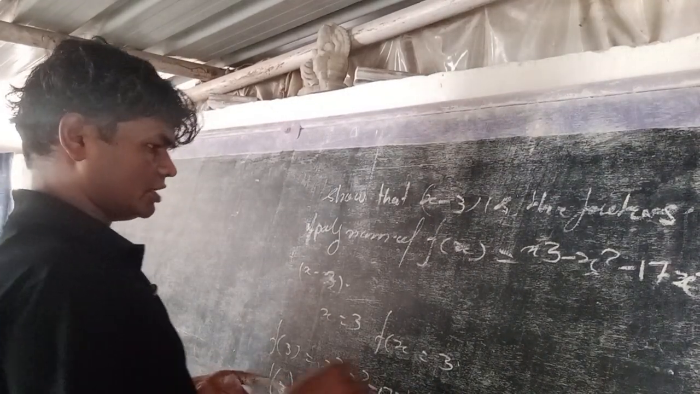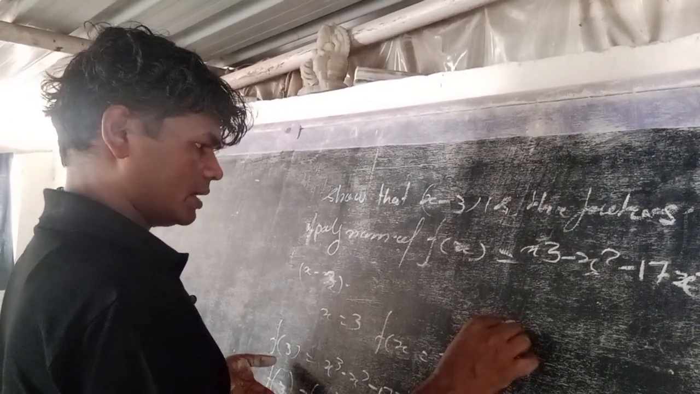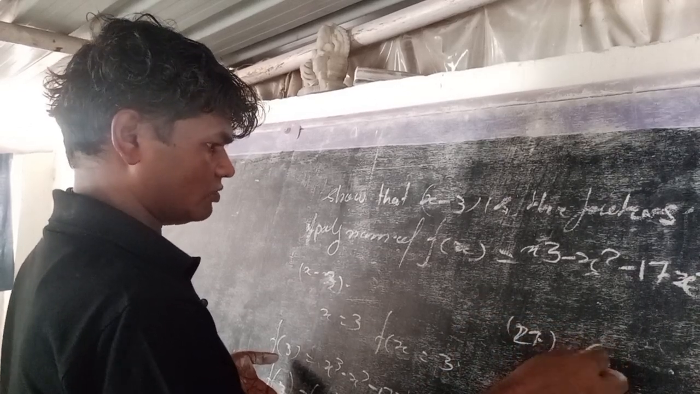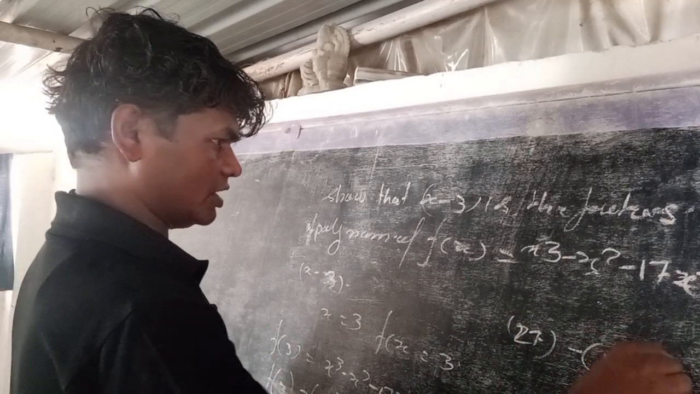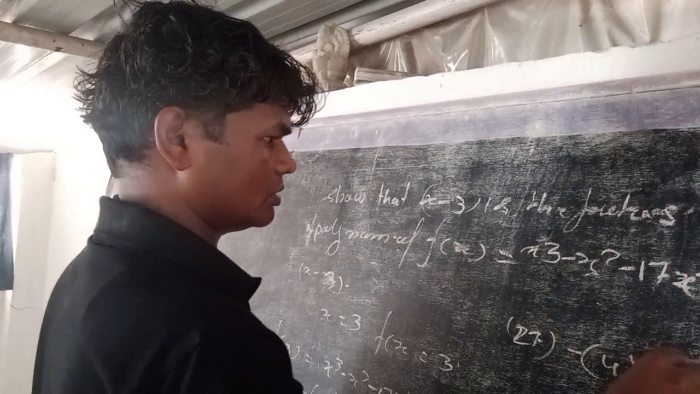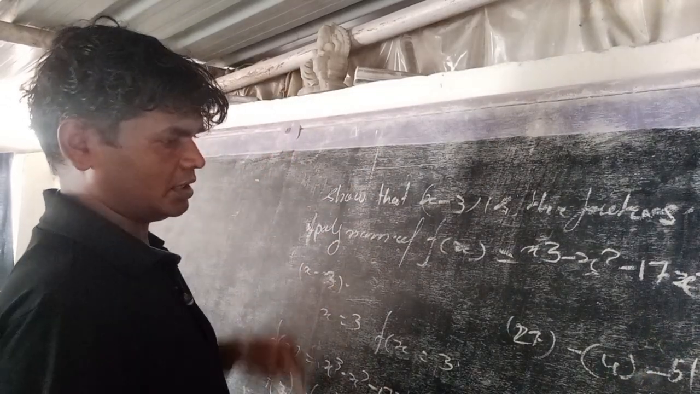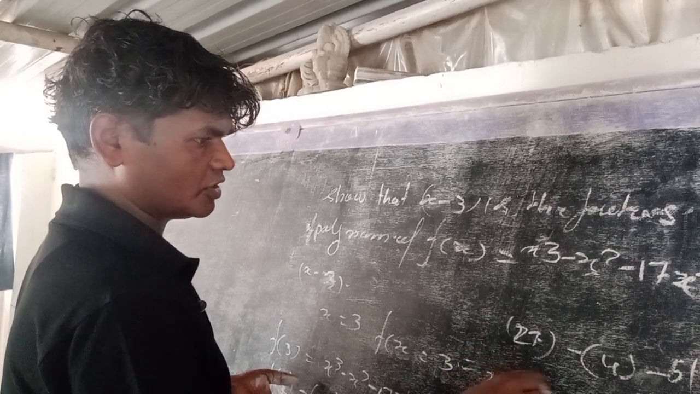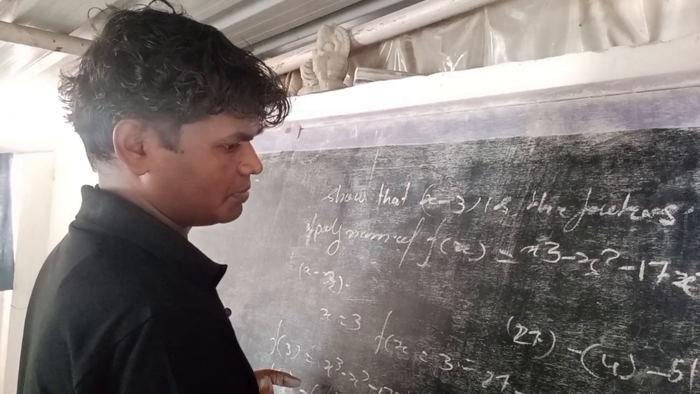Now again we will solve: 3 threes are 9, 3 nines are 27. 27 minus 2 twos are 4, plus, minus 70 threes are 51, plus 15. So we will open the brackets here: 27 minus 4 minus 51 plus 15.